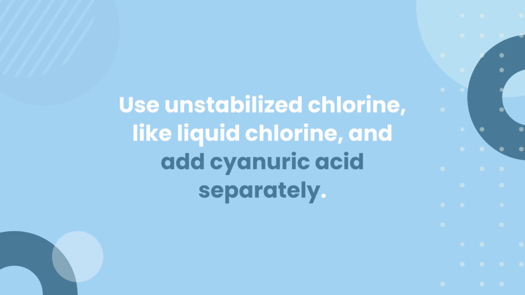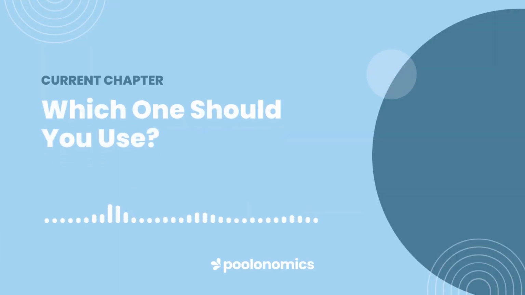The trick is to use unstabilized chlorine, like liquid chlorine, and add your cyanuric acid separately. This works extremely well because unstabilized chlorine allows you to top up without accumulating too much stabilizer, and adding cyanuric acid separately allows you to use it only as needed to maintain a suitable cyanuric acid level. Yes, it requires a little more work to manage, but it saves you a lot more work in the long run because you won't have to deal with stabilizer-related sanitizer issues later on.